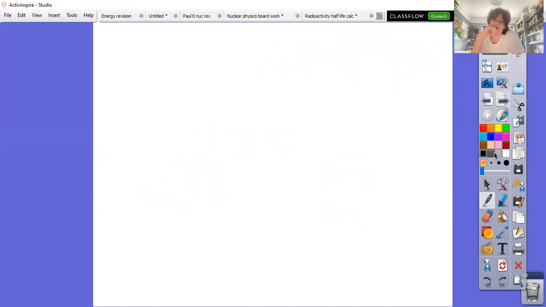There we go. S equals UT plus half AT squared. Okay, so that is the other main formula that we see. And we've also got V equals U plus AT.